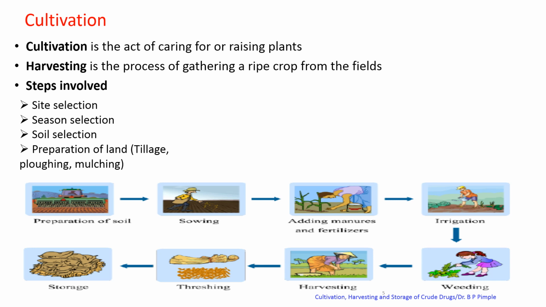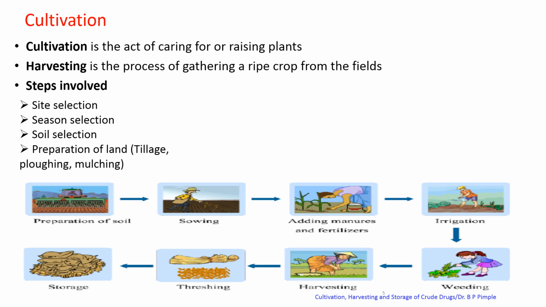Then preparation of the land. This is called proper addition of soil, the layer of soils, or addition of certain fertilizers, or addition of sometimes ash into the soil. Now, there are various techniques called tillage techniques.